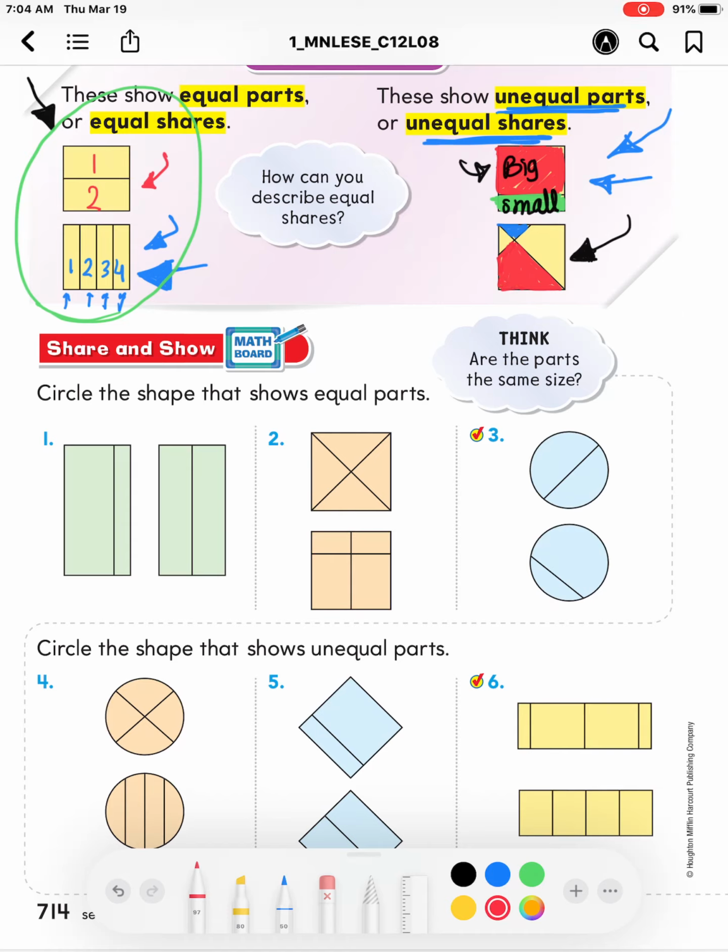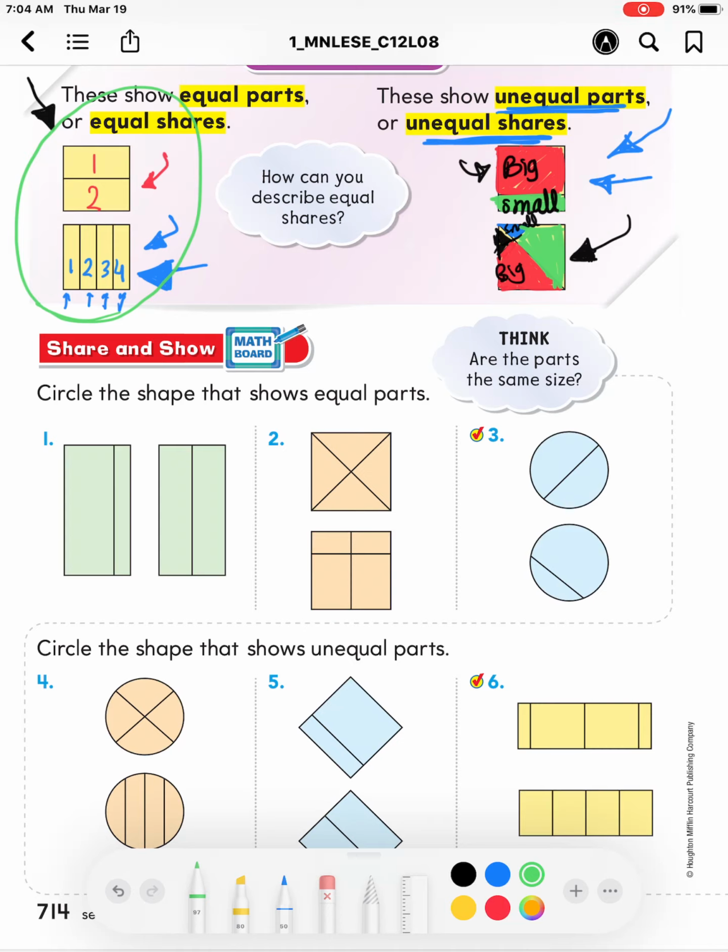And this one is too big. And this one is so small, tiny little one. The same for this one. This one is so small. And here this one is so big. So here we have different sizes, which means unequal parts or unequal shares.